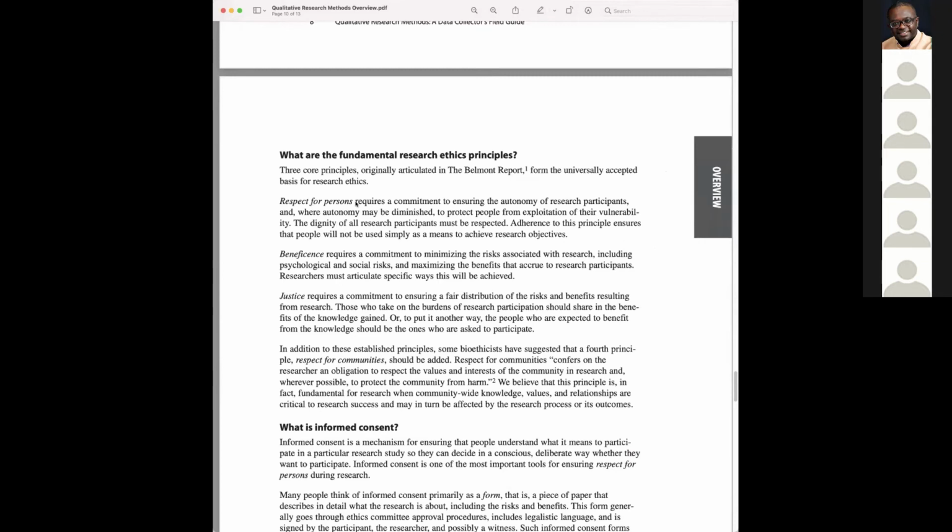One, respect for the persons. It requires commitment to ensuring the autonomy of research participants. They can say they will be part or not, or at any point in time, the respondent can choose to walk out of the study, and you have to know that you can't force the person. So sometimes you have to get informed consent. You get a form for them to feel that they are consenting to this. And sometimes it's on the questionnaire, the person ticks. Or before the interview, tell them, please, I'll be interviewing on this and this and this.